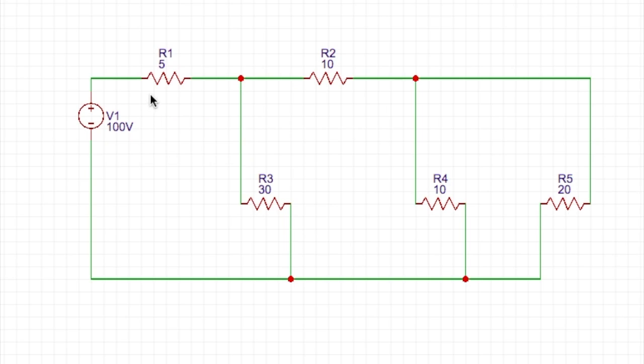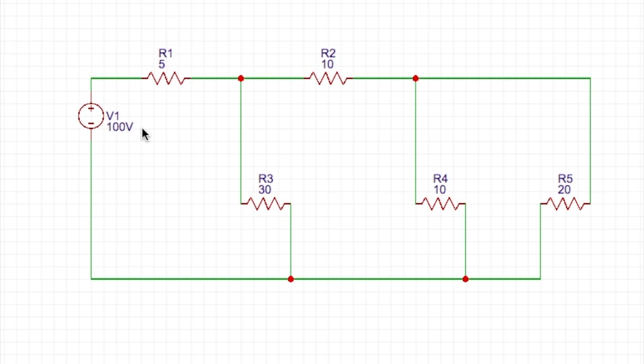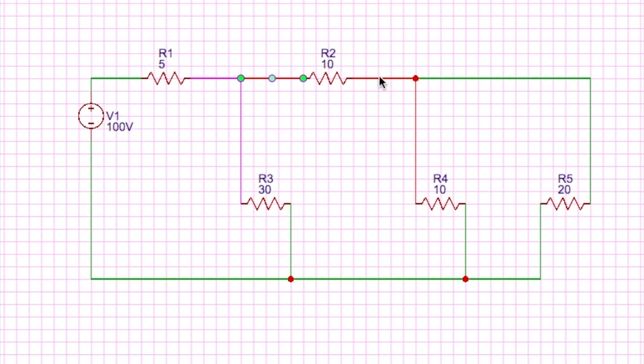Let's say we have this circuit with 5 resistors and a voltage of 100 volts. Step 1 is to label. We're first going to start with the nodes. We have two unknown nodes and the ground node in this circuit.